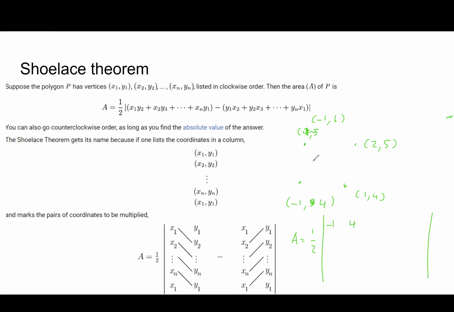I just copy these points, going in this direction. Then I also repeat the first coordinate, so that would be negative 1, 4, and I do the same for this. To use the shoelace theorem, I just multiply these numbers together, then also these numbers together. So that would be equal to 1 over 2 times negative 4 plus 5, 12 minus 4, minus 4 plus 8, minus 5, minus 6. And that should give me a number.